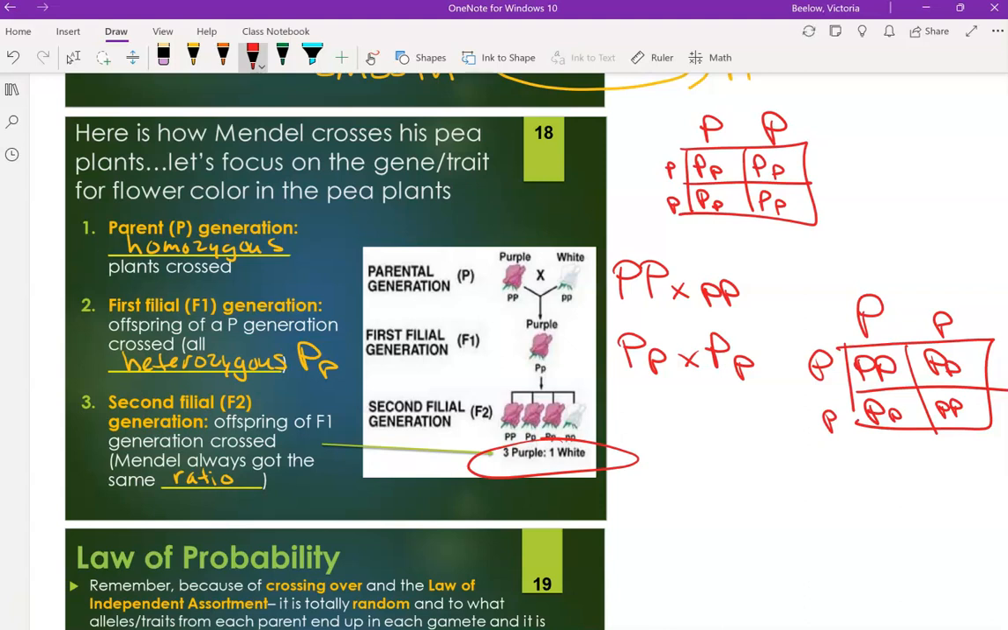I mean, he collected so much data. I'm talking probably thousands of plants he crossed together. And because of that, he was able to conclude that purple was dominant and overshadowing the white, which for these pea plants, that color, purple, is dominant over white for that specific trait.